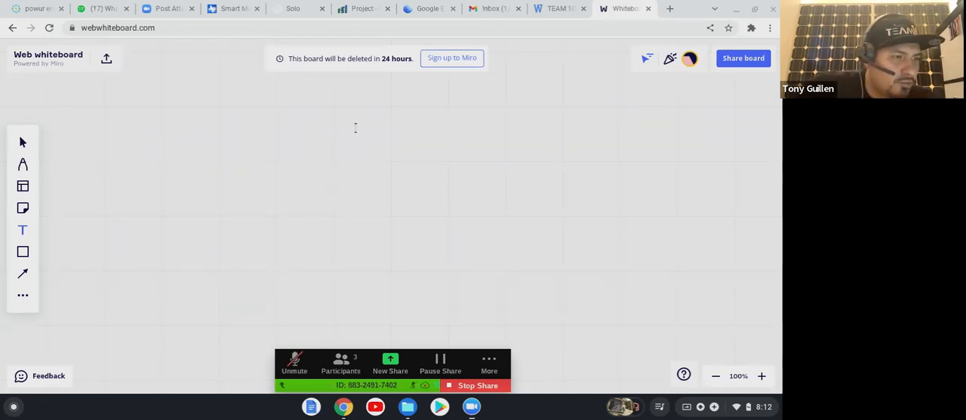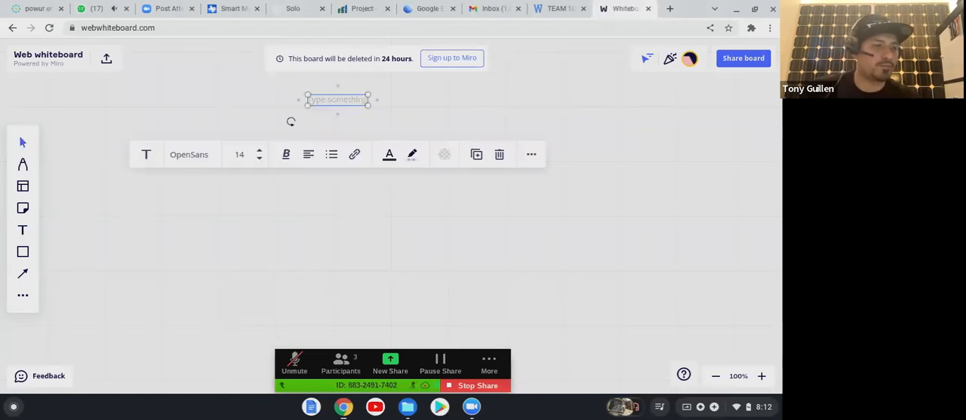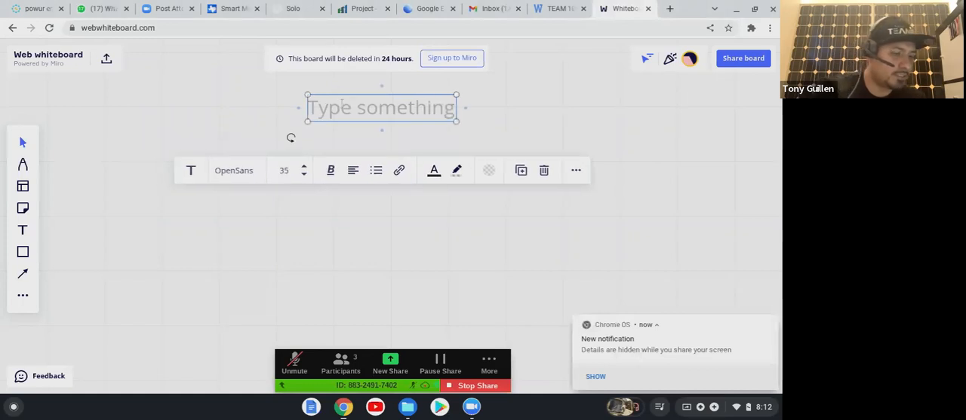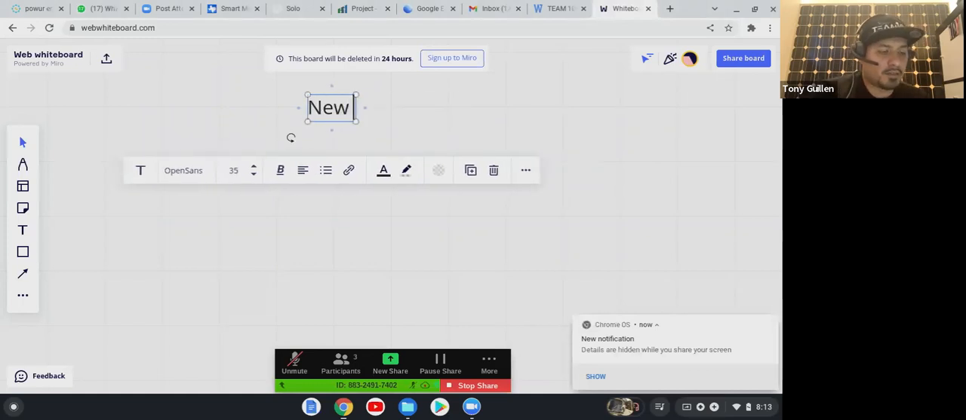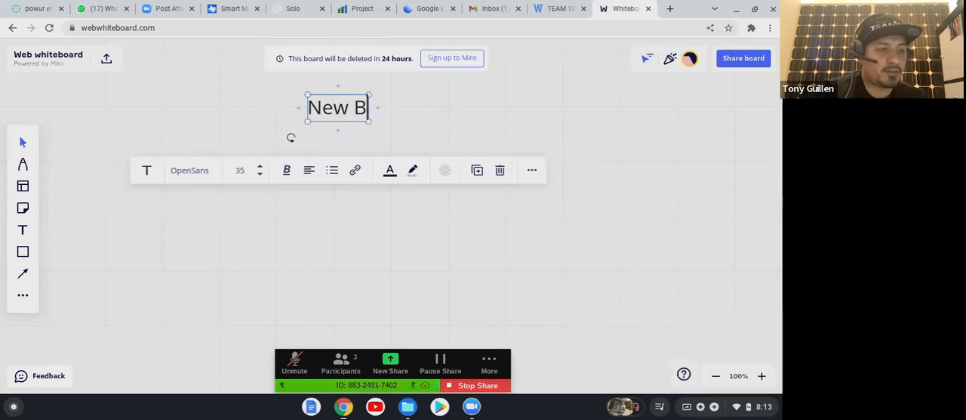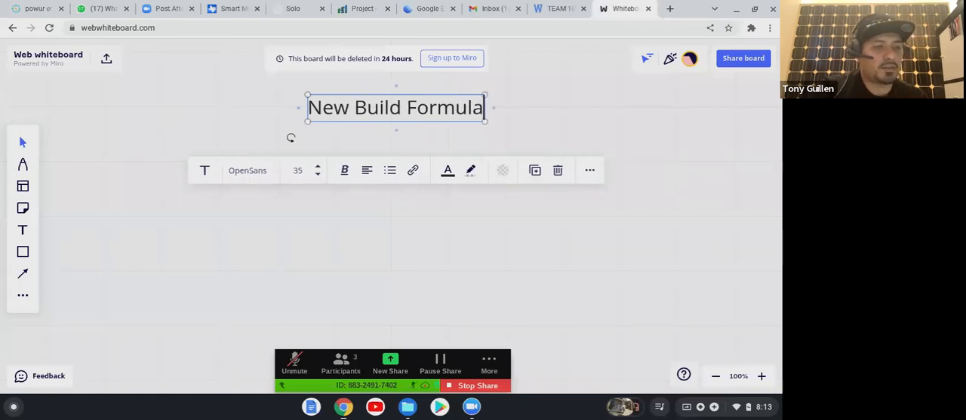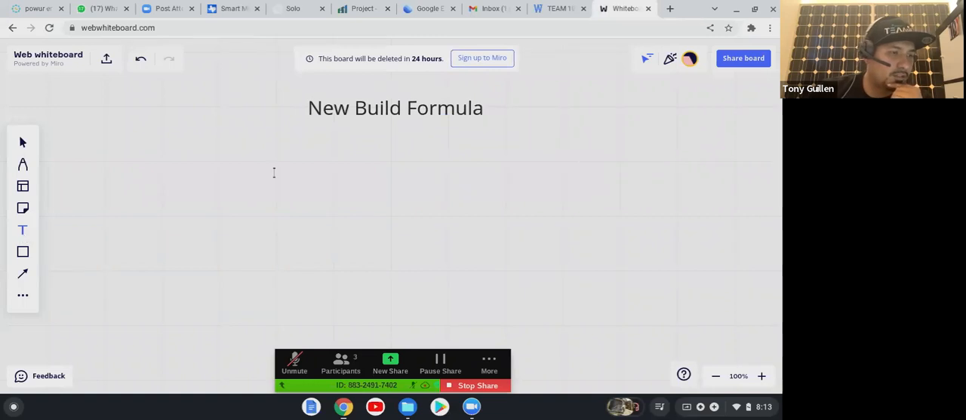So we're going to get into new build. It's a new build formula. This new build formula helps you gain the trust of the homeowner whenever there's a new build. It also helps you get a good understanding of what the consumption is going to be.